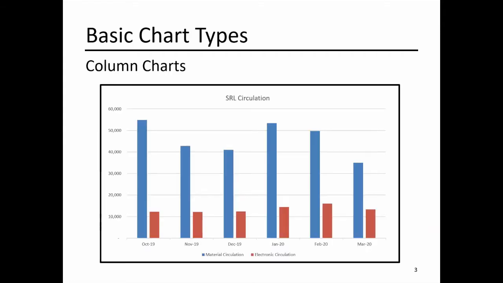The first are column charts. With column charts, vertical bars are used to represent the data. Column charts are most commonly used to compare two or more sets of data. In this example that you see here, this column chart is comparing the material circulation with the electronic circulation for a span of time covering 6 months.